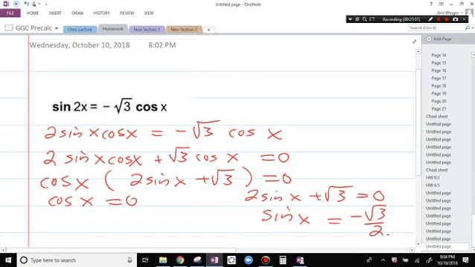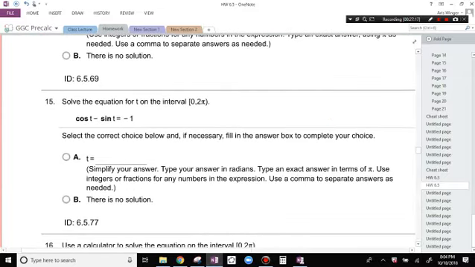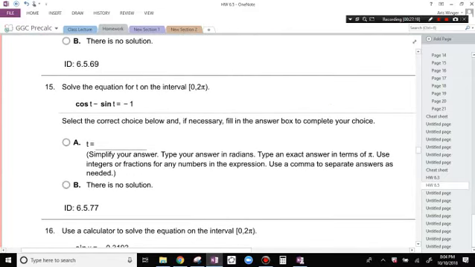All right, so I'll leave that to you. We're almost there. This one's going to be a pain to try and solve by hand. We just need to be familiar with the circle.